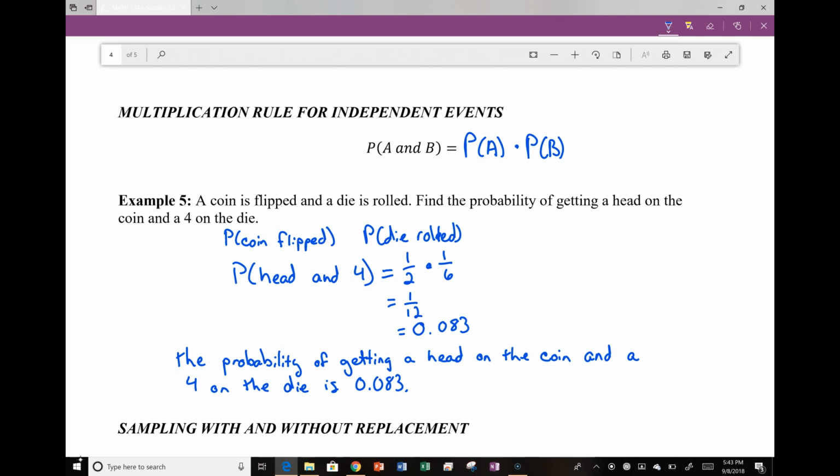So you really need to pay attention to whether something is independent or dependent. It will change how you work the probabilities, whether you have just the straight multiplication or if you need to look at that conditional probability.